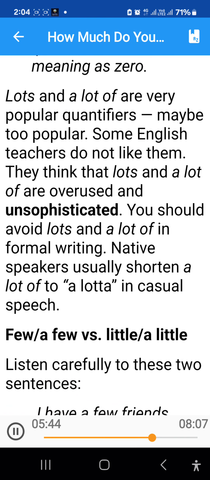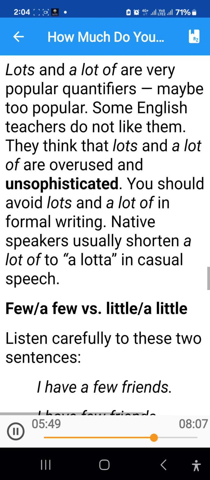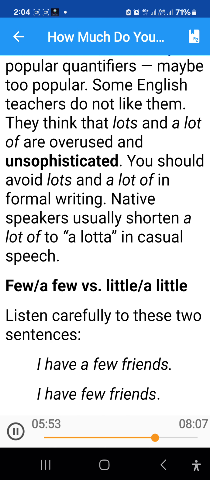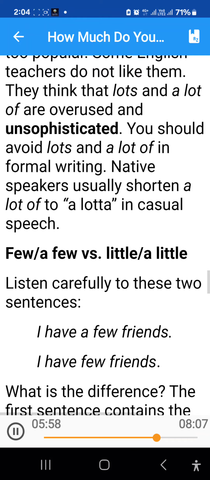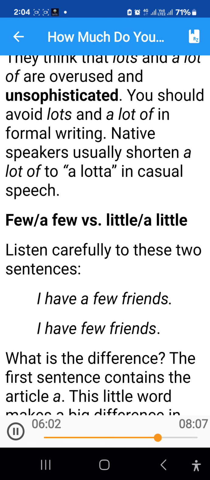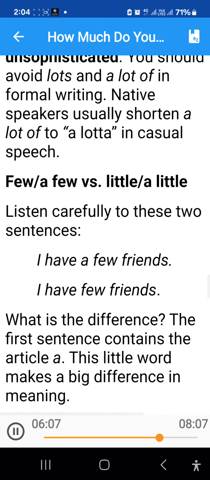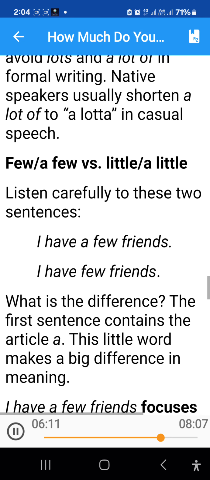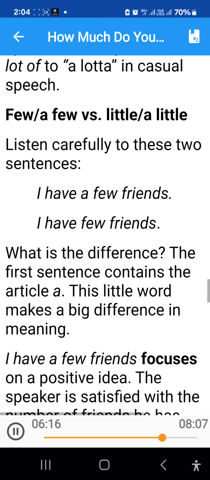Lots and a lot of are very popular quantifiers. Maybe too popular. Some English teachers do not like them. They think that lots and a lot of are overused and unsophisticated. You should avoid lots and a lot of in formal writing. Native speakers usually shorten a lot of to a lotta in casual speech.